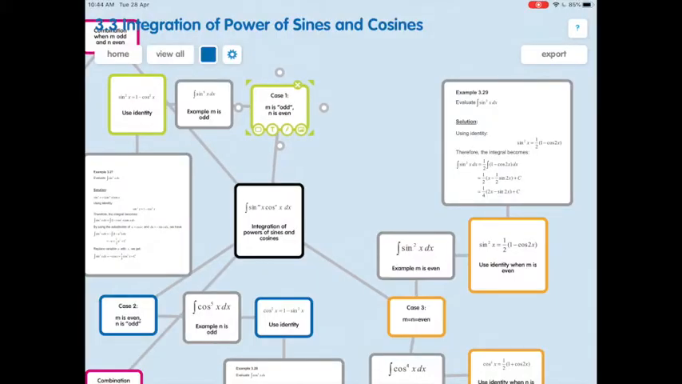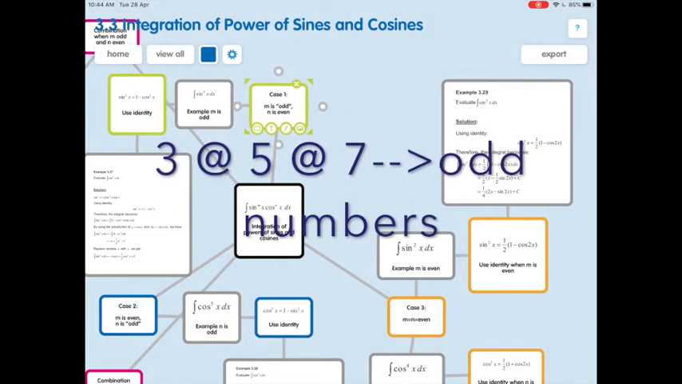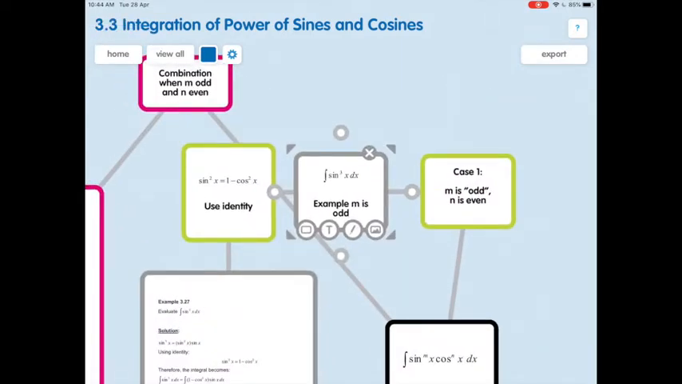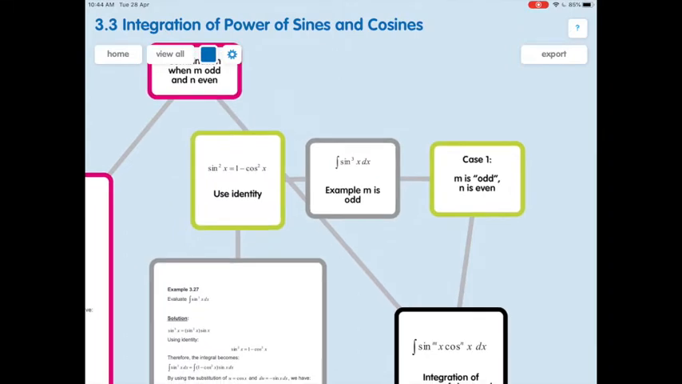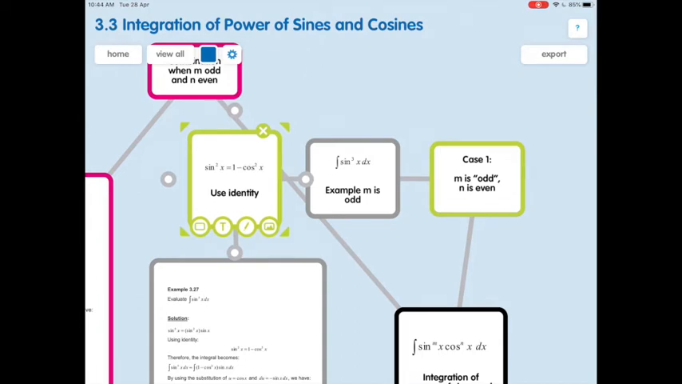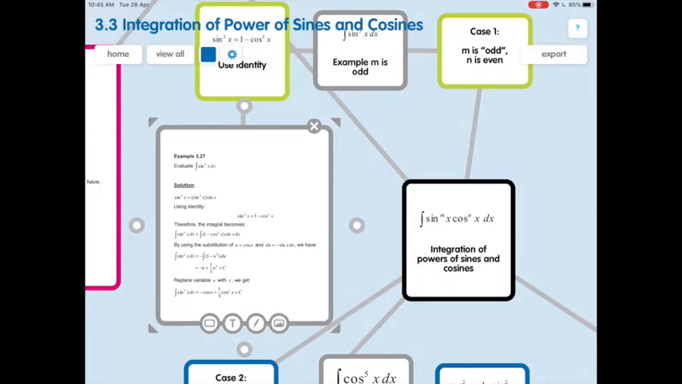For the first case, when m is odd and n is even, it means that m is 1, 3, or 5. 1 is simple. When the power is 3, 5, 7, the odd numbers, this is an example of when m is odd: sine power of 3x dx. How are you going to solve this? You need to remember one identity that you need to apply: sine squared x equals 1 minus cos squared x. The example related to case 1 is example 3.27, which we are going to discuss further.